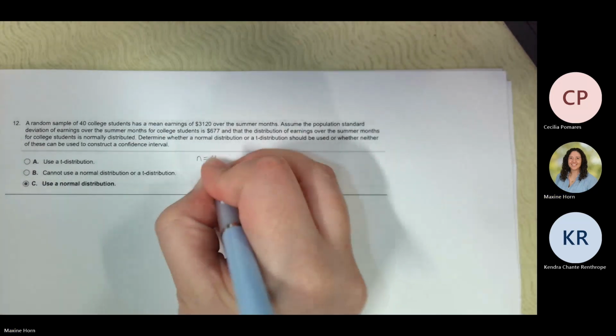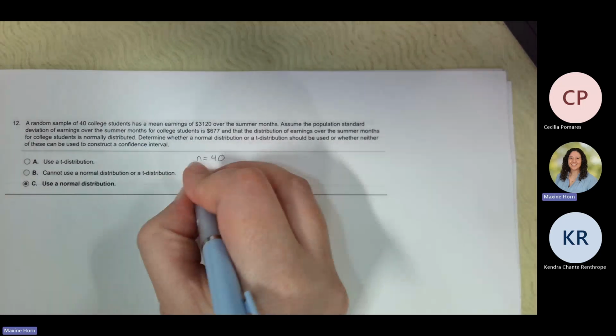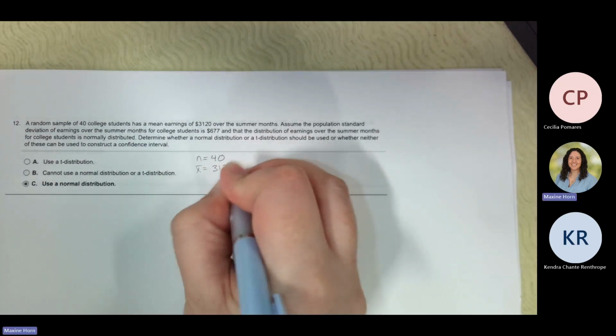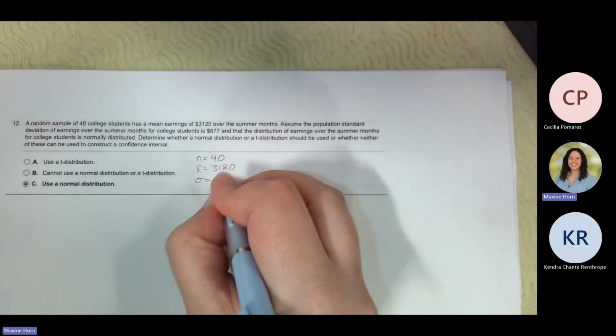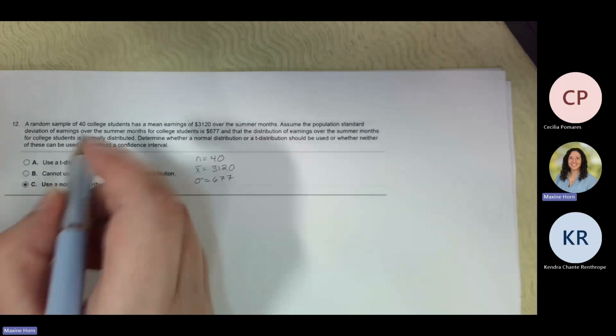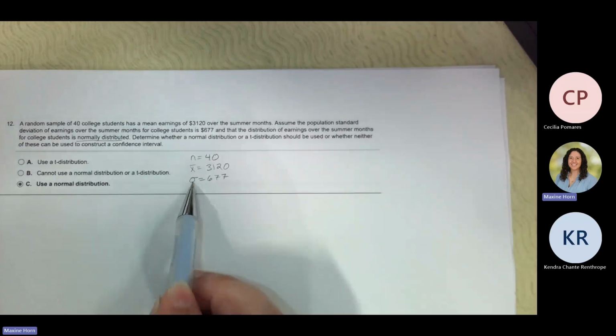Number 12. A random sample of 40 college students has a mean earnings of 3120 over the summer months. Assume the population standard deviation of earnings over the summer months for the college students is 677, and that the distribution of earnings is normally distributed. Determine whether a normal distribution or a t-distribution should be used, or whether neither of these can be used to construct a confidence interval. Okay, so they gave us a population standard deviation.